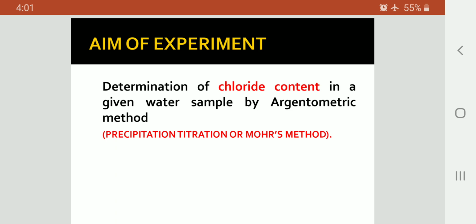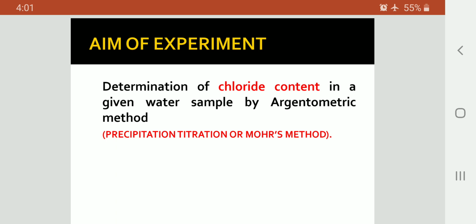The experiment is also known as Argentometric titration because we are going to use some silver compounds, some silver reagents, for determination of the chloride content. The general name given for this experiment is precipitation titration, the reason being the formation of precipitates. Before the endpoint and after the endpoint, there is a formation of precipitates.